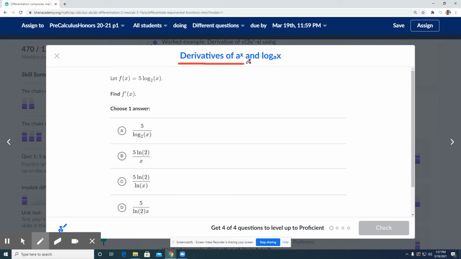We're now doing derivatives of a to the x and log base a of x. So they're saying let this function f of x be this. Then we're asked to find f prime of x. Notice that we have a logarithm right here. So let's go ahead and write out what the derivative of a log is.